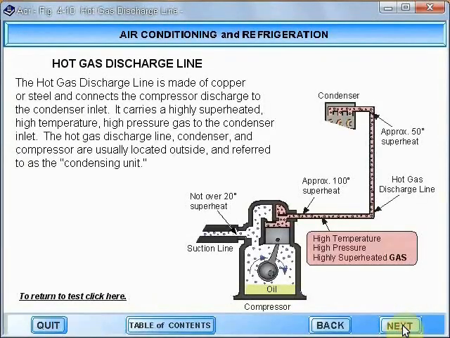The hot gas discharge line is made of copper or steel and connects the compressor discharge to the condenser inlet. It carries a highly superheated, high-temperature, high-pressure gas to the condenser inlet. The hot gas discharge line, condenser, and compressor are usually located outside and referred to as the condensing unit.